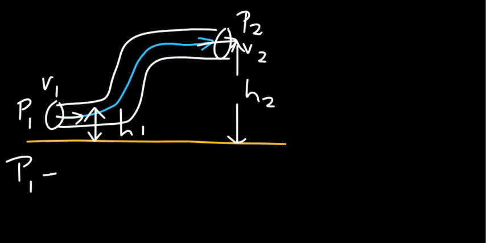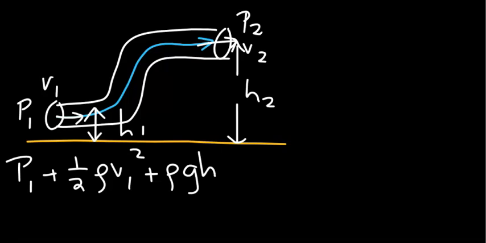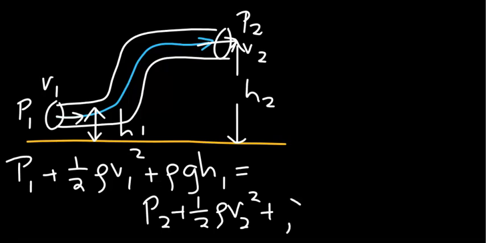It is P1 plus half the density of that fluid, rho, V1 squared, plus rho, which is the density of the fluid, g, which is gravitational acceleration, times h1, and that equals P2, the pressure at the upper point, plus half rho V2 squared, V2 is the speed of that fluid at point 2, plus rho g h2, where h2 is again the vertical position of point 2. So that is Bernoulli's equation.